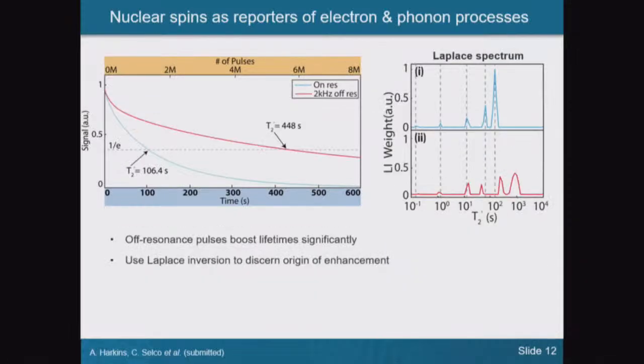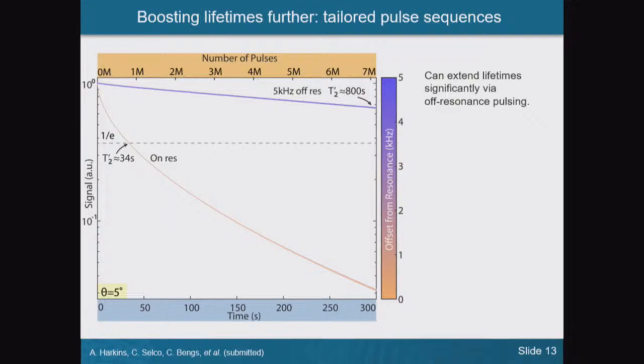Okay, anyway, armed with this knowledge, it turns out that we can do better. So in newer work, we went from something like 100 seconds to something like 500 seconds because, since you know something about what the system is seeing, you can be more clever about the pulse sequences that you apply. And I'm going to skip how we did this. You can ask me in the discussion.